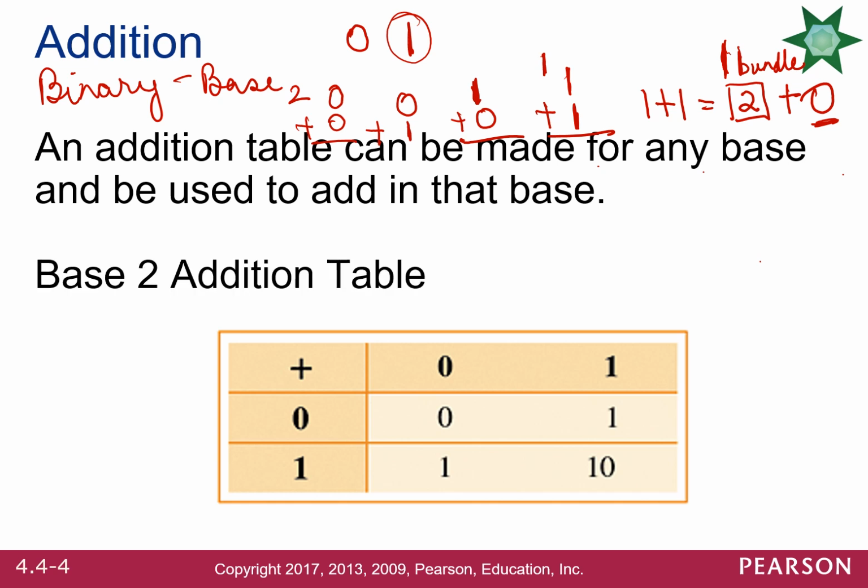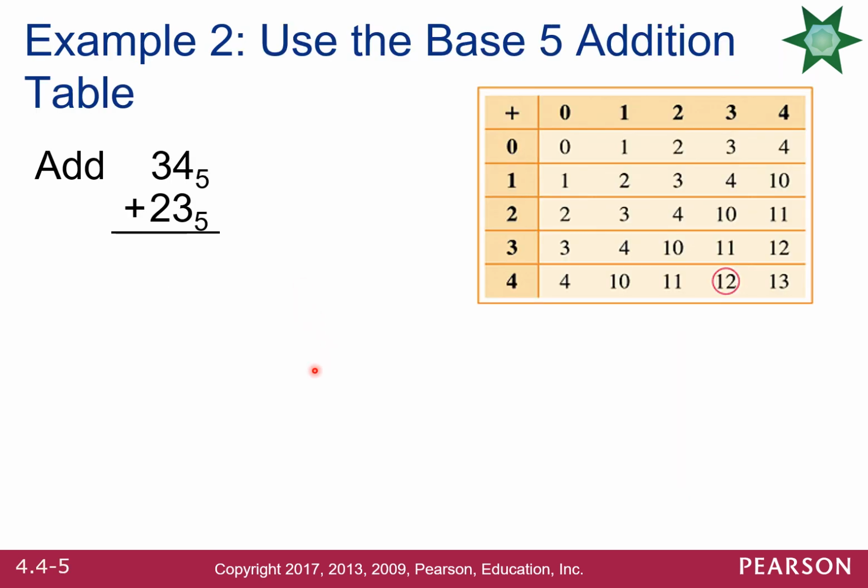Let's see if there's any other information on this slide before we go on to the next one. This just says this is the base 2 addition table. Here's the table, and we just went over that. Here's an example of base 5 addition that we need to perform. They have given us these two values to add: 34 base 5 plus 23 base 5.